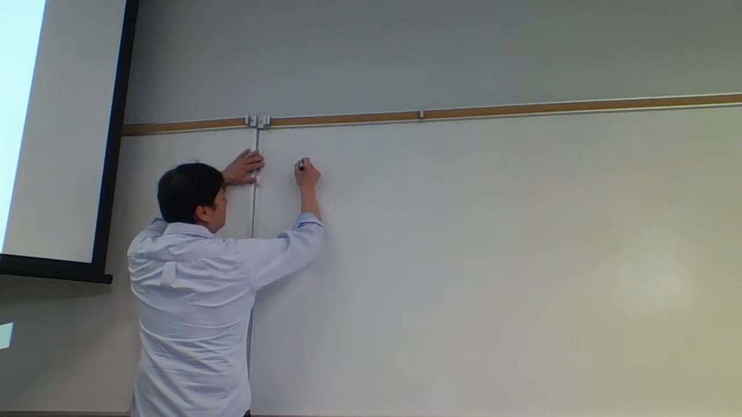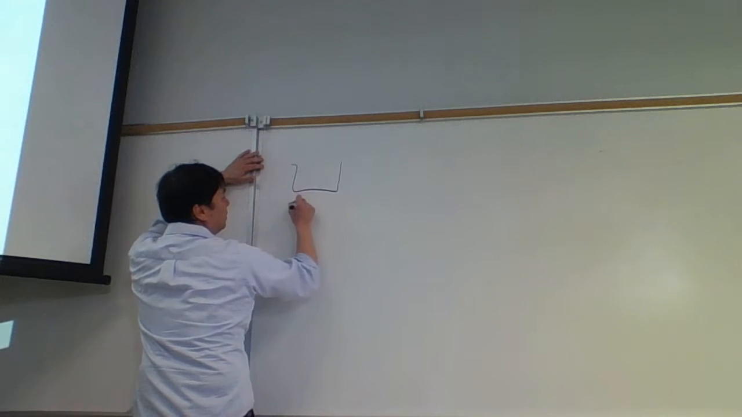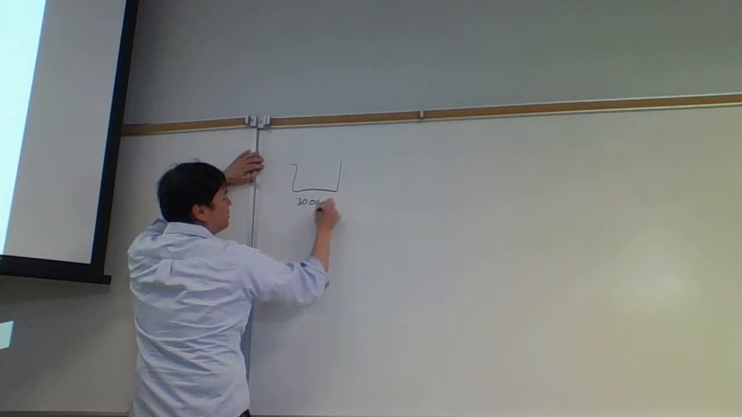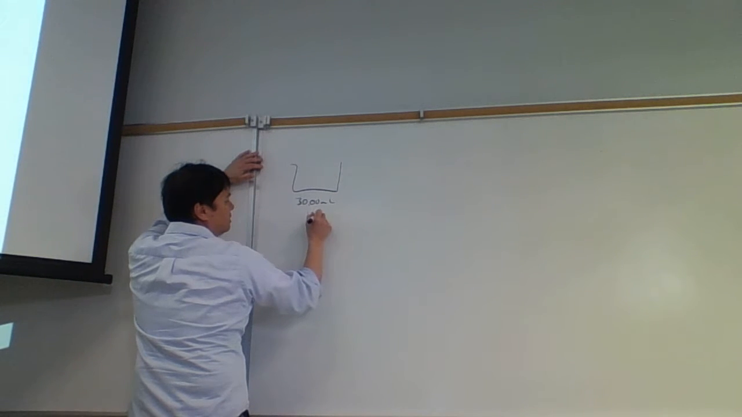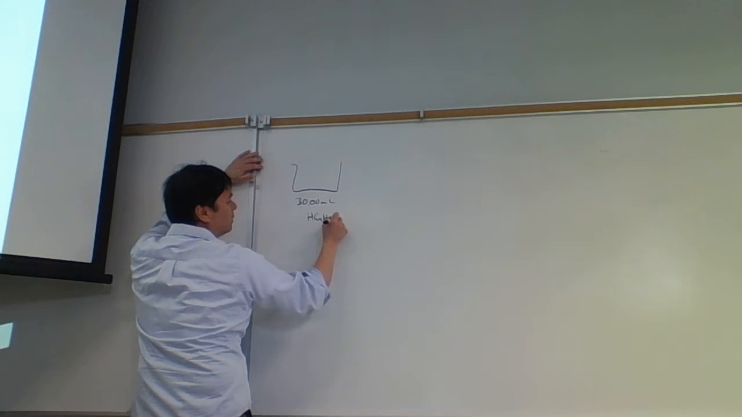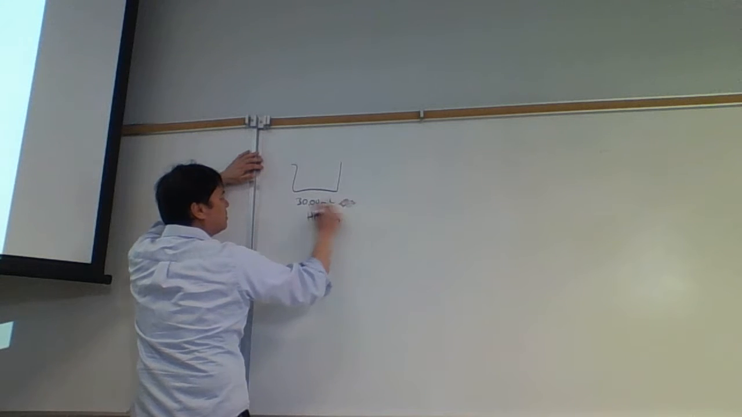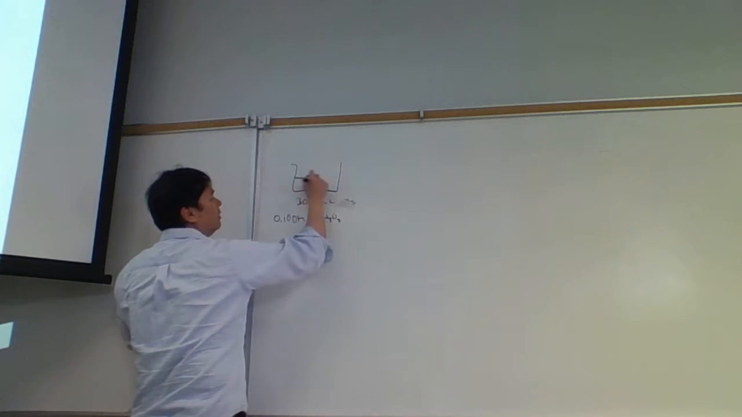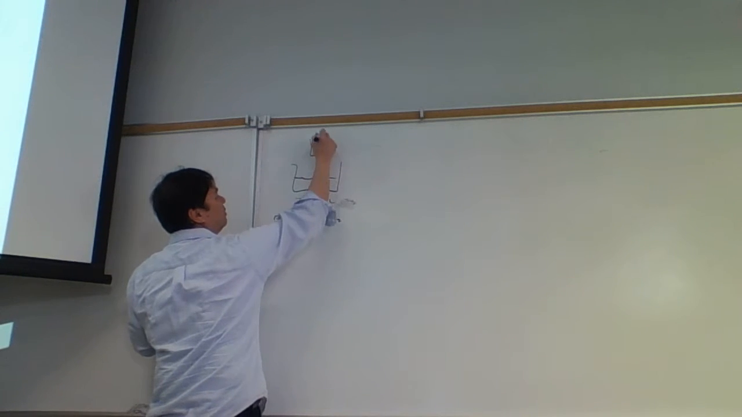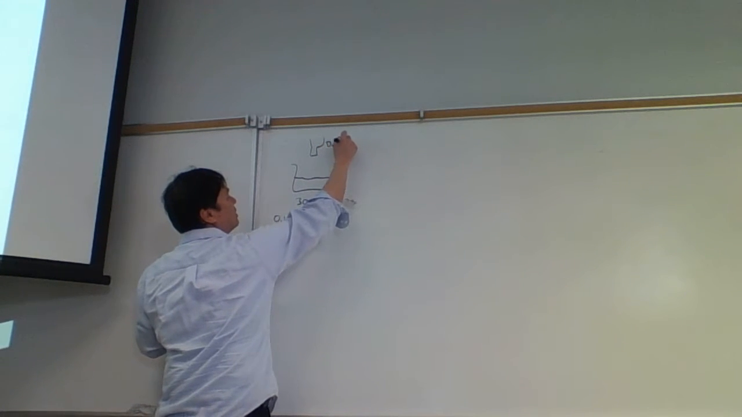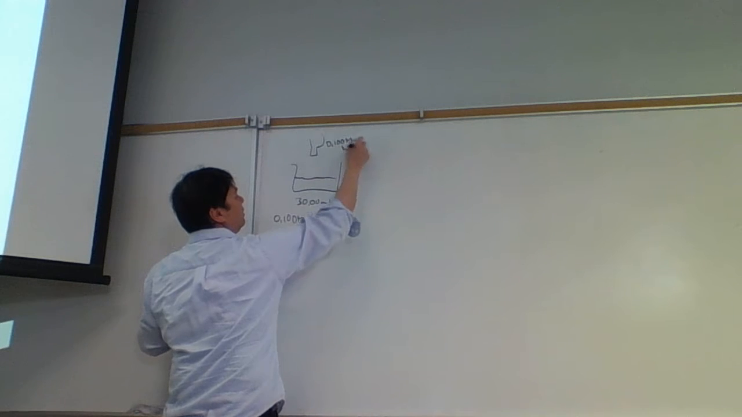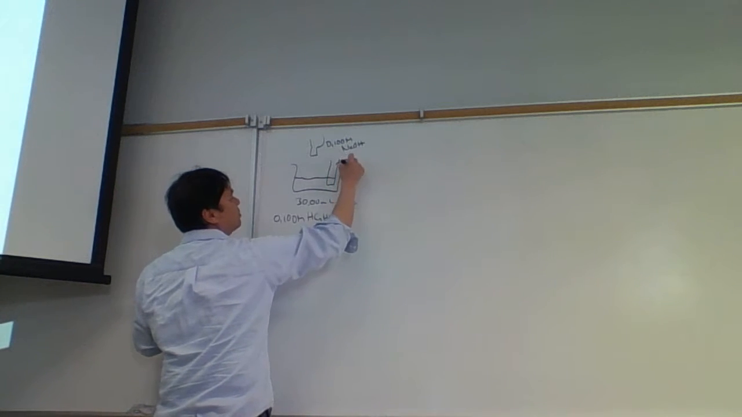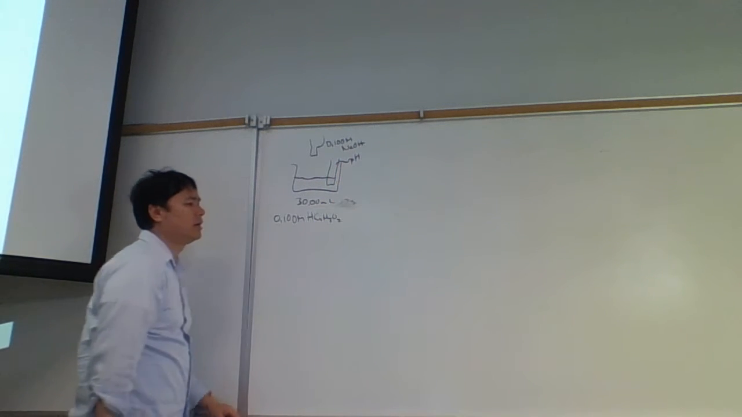And so what I'm going to do is put here initially 30.00 milliliters of acetic acid, and we're going to keep the concentrations simple. So this is going to just be 0.100 molar acetic acid here. And then we're going to put some 0.100 molar sodium hydroxide in the burette, and then just add this. There's going to be a pH probe in here. We'll monitor the pH.